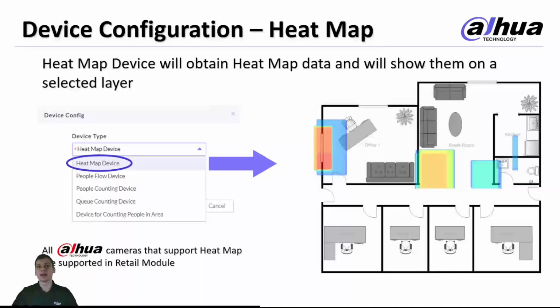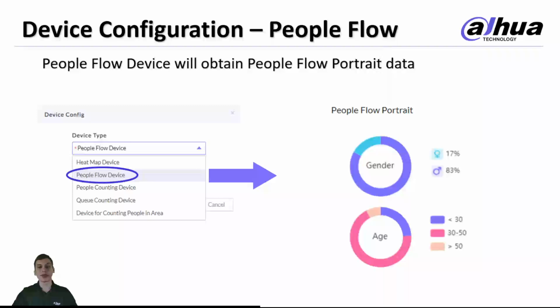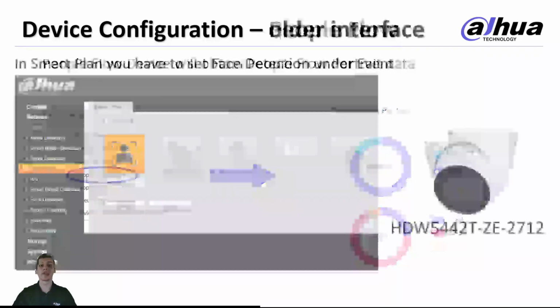You can see what the camera will do, and you can see that all cameras that support heat map are supported in this retail module. If you select people flow device from the list, you will see these characteristics of how many males and females and what were their age range.